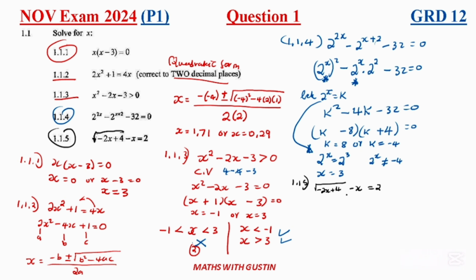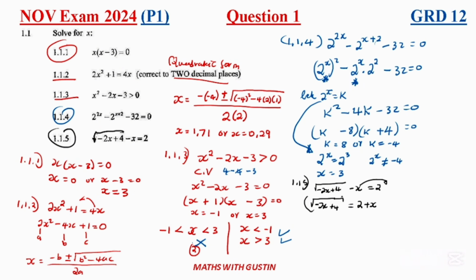Therefore, what you need to do here, we can already see that what we have here is a square root, so we need to eliminate the square root. So we're going to isolate the square root and put it on its own. We're going to take negative x to that side. Therefore, this side we're going to be left with the square root of negative 2x plus 4, all of them inside the square root, is equal to 2 plus x.